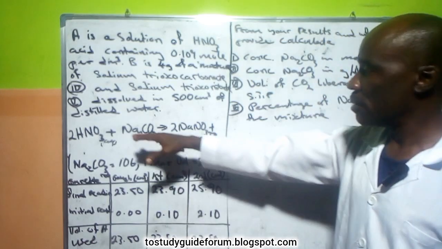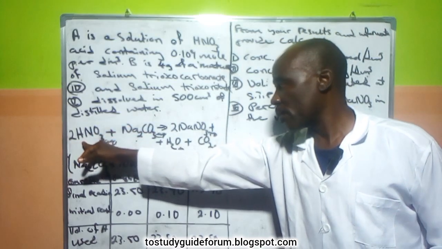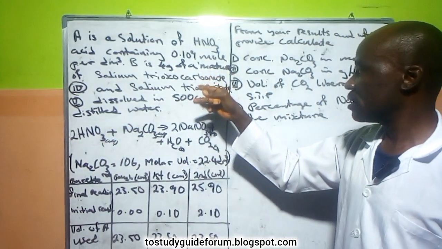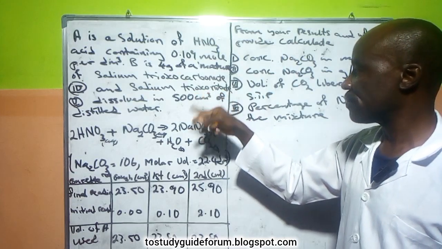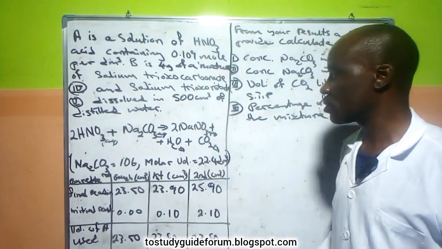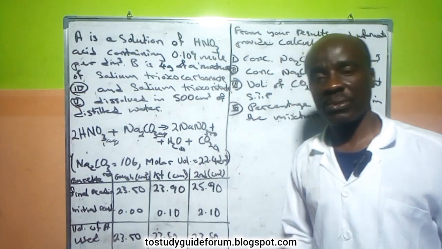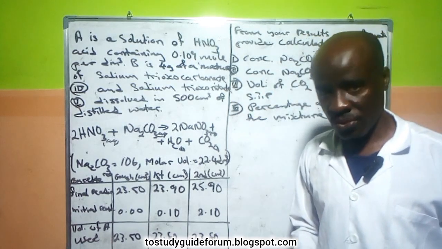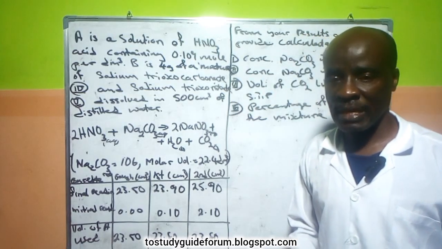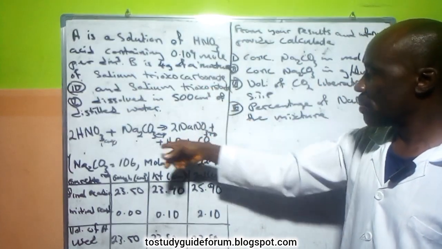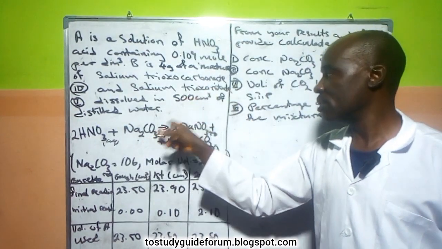So this is the equation of reaction of what really happened. You can see that the trioxonitrate 5 did not show up here. This is just because sodium trioxonitrate 5 here is more like an impurity, because impurity does not take part in a chemical reaction. That's what we are meant to understand. So since the impurity did not take part in this main reaction, there is no need to look at it now.